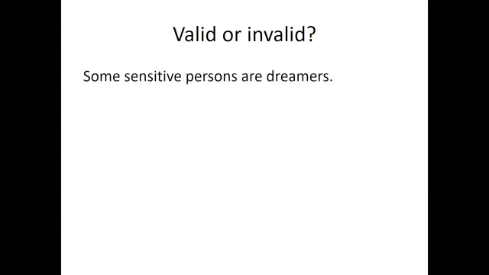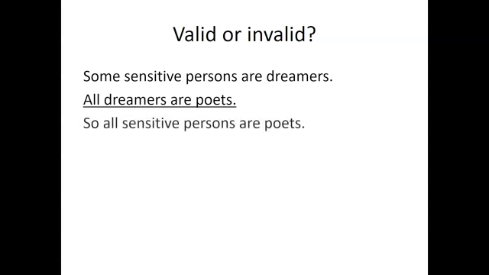Now let's look at one with a different form. Some sensitive persons are dreamers. All dreamers are poets. So all sensitive persons are poets. So what's the form there? Some sensitive persons are dreamers gives us a proposition like that: some S is M. All dreamers are poets: all M is P. So all sensitive persons are poets.